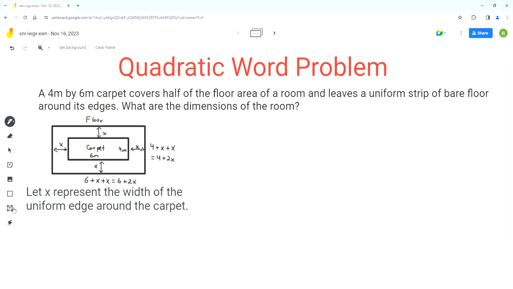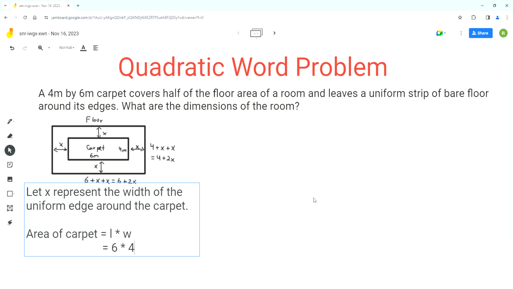So the first step is to calculate the area of the carpet. Now we know that the carpet has the shape of a rectangle. So the area of the carpet will be the formula for the area of a rectangle, length times width. And we are given that the length of the carpet is 6 and the width of the carpet is 4. So the area will be equal to 24, and the unit will be meter squared. So this is the area of the carpet.